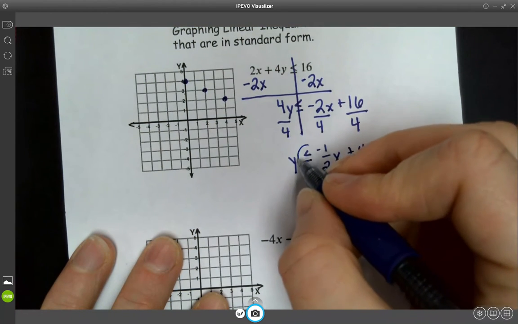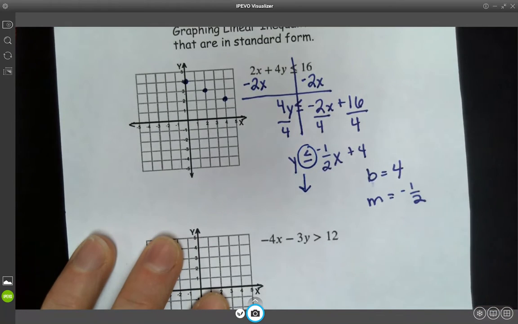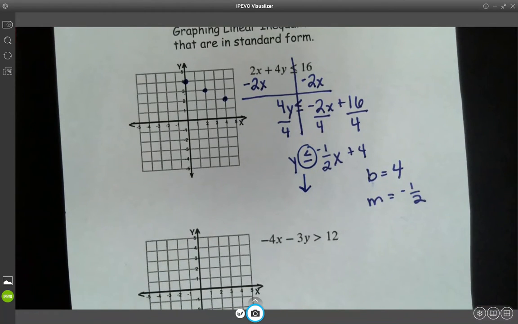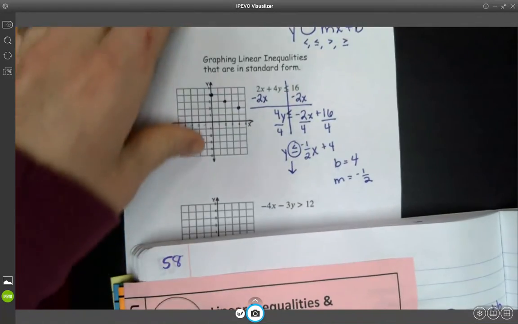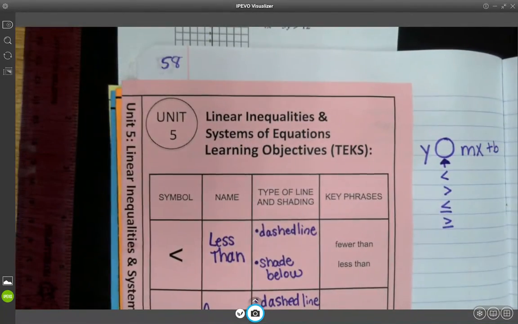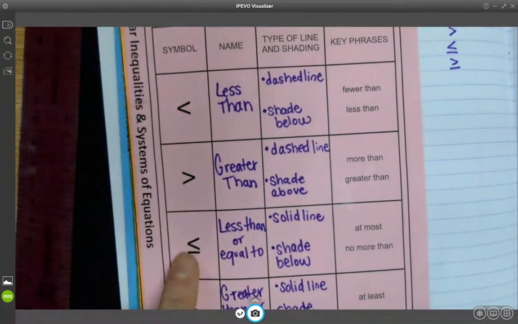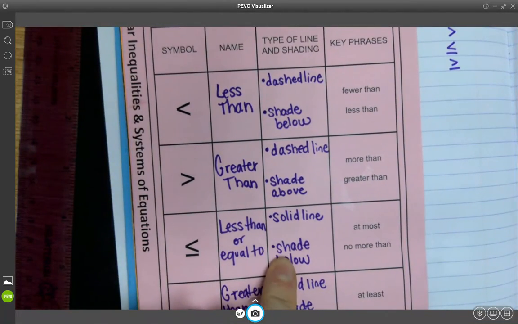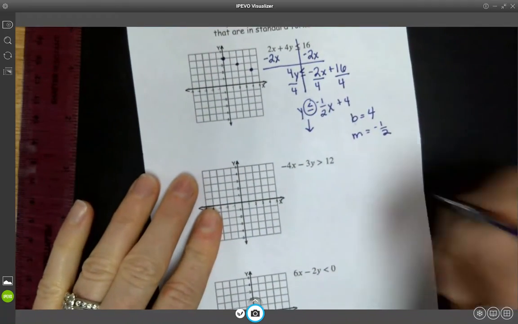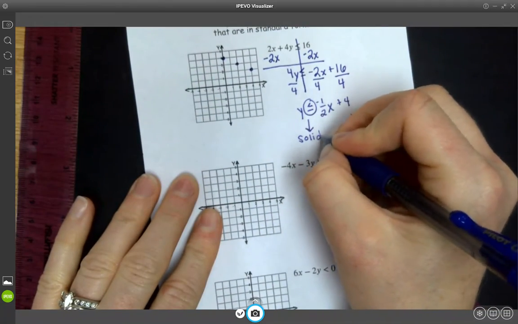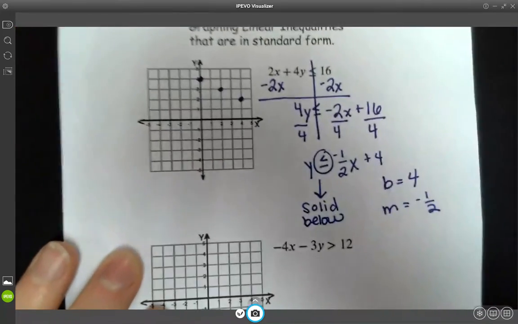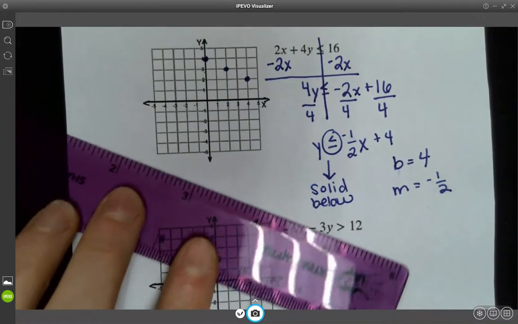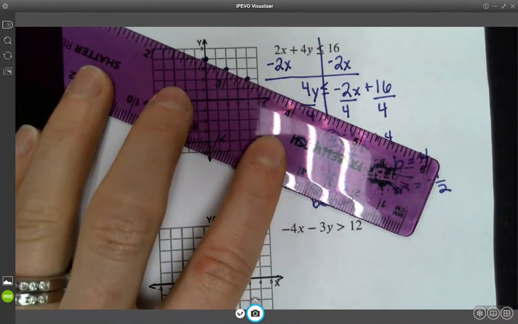And then our symbol is going to determine how we are going to graph it. So if you look back at the unit divider, that pink page, so it's a less than equal to. Here's a less than equal to. Solid line, shade below. So I'm going to write that. Solid, below. So use your ruler to draw your solid line.